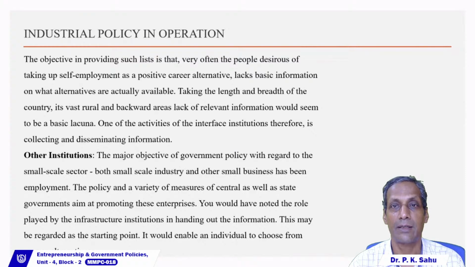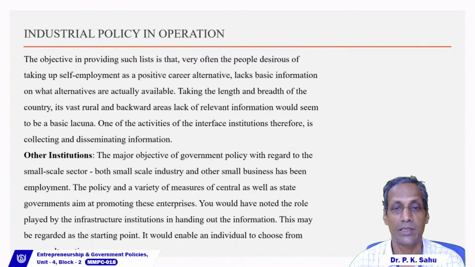Taking the length and breadth of the country, its vast rural and backward areas, lack of relevant information would seem to be a basic lacuna. One of the activities of the interface institution, therefore, is collecting and disseminating information. So, collecting and disseminating information is important. Next is the other institutions which come into being to support.